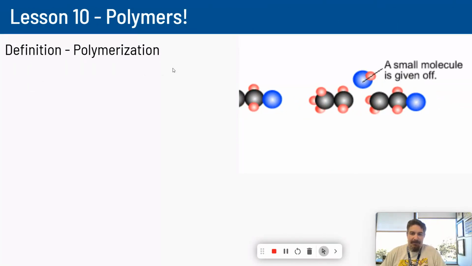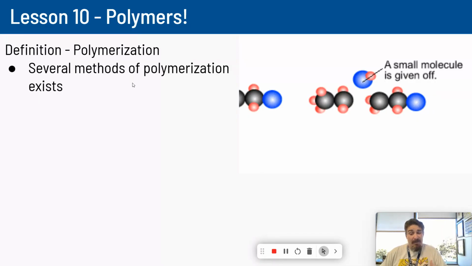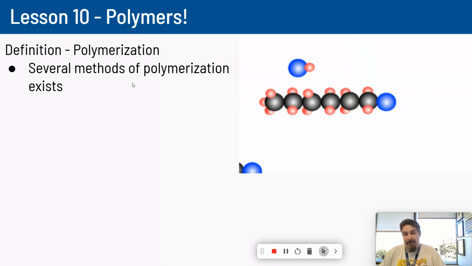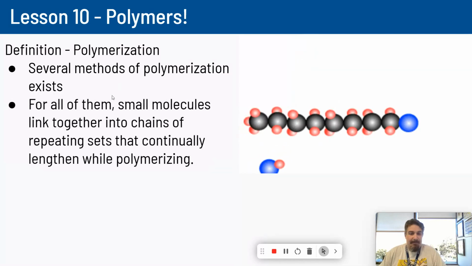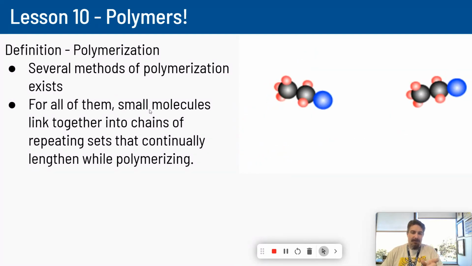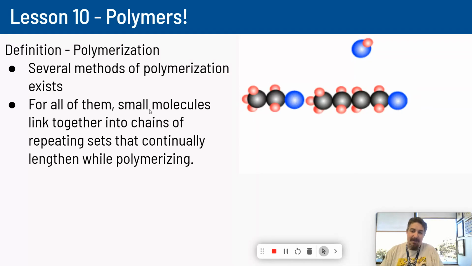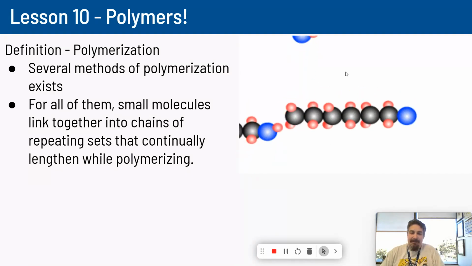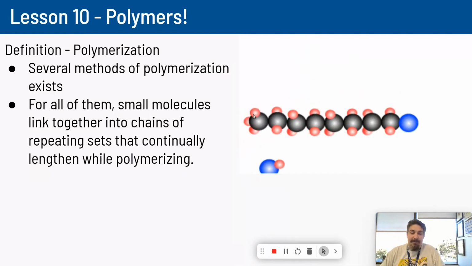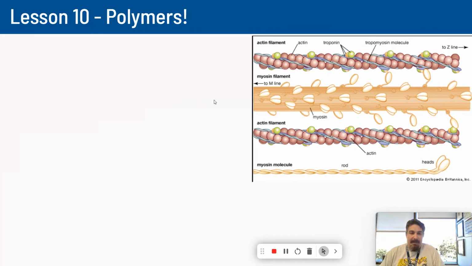So polymerization, there's more than one way to do it. We only did one of the possible ways out there. But for all of them, small molecules link together into chains of repeating sets that continue to get longer and longer and longer while polymerizing. We have a little GIF here kind of showing you one of the polymerization processes that exists.